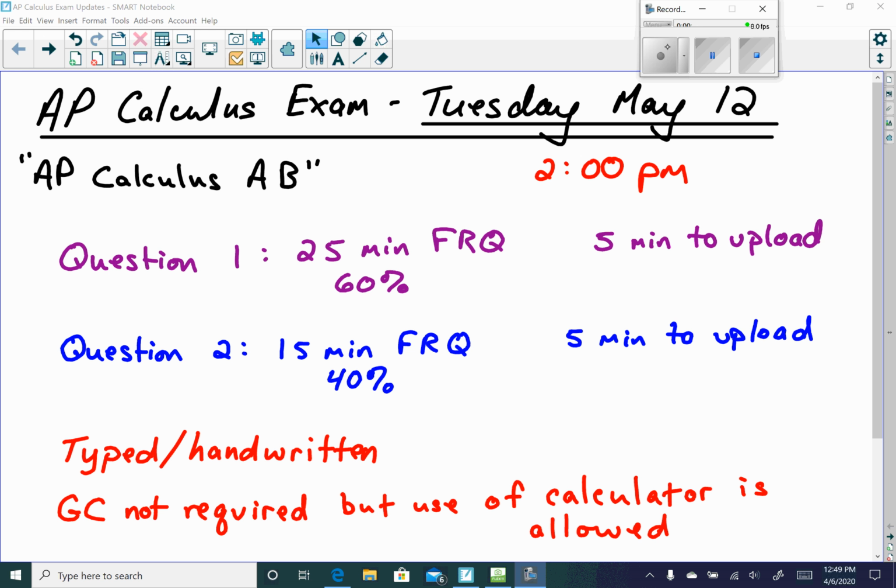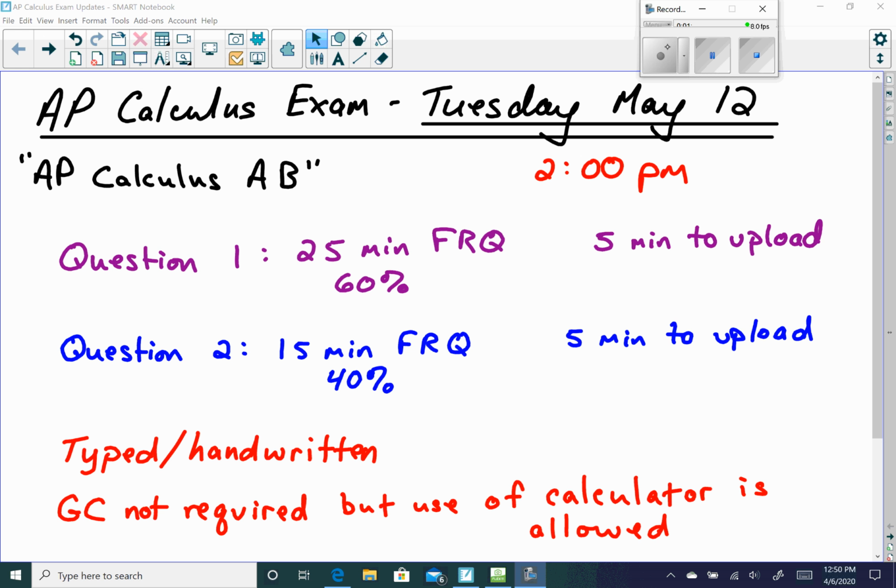One question will be 25 minutes long, 60% of the test, 5 minutes you'll have to upload. Question 2 is going to be 15 minutes, another free response question, 40% of the test, again 5 minutes to upload. So just as you have been uploading your work to Google Classroom, you could do the same for the AP exam. And I'll say this again at the end, you are responsible for timing yourself. If you do not upload this within the amount of time, then they do not get your test.